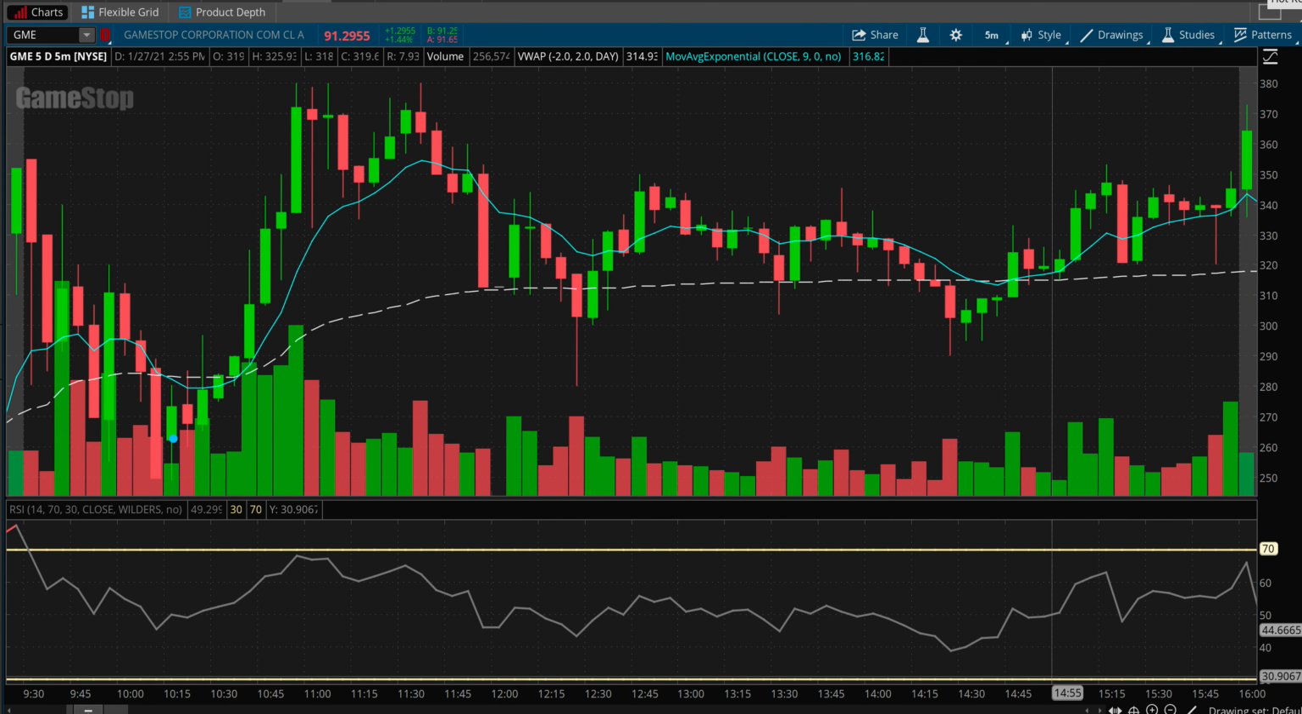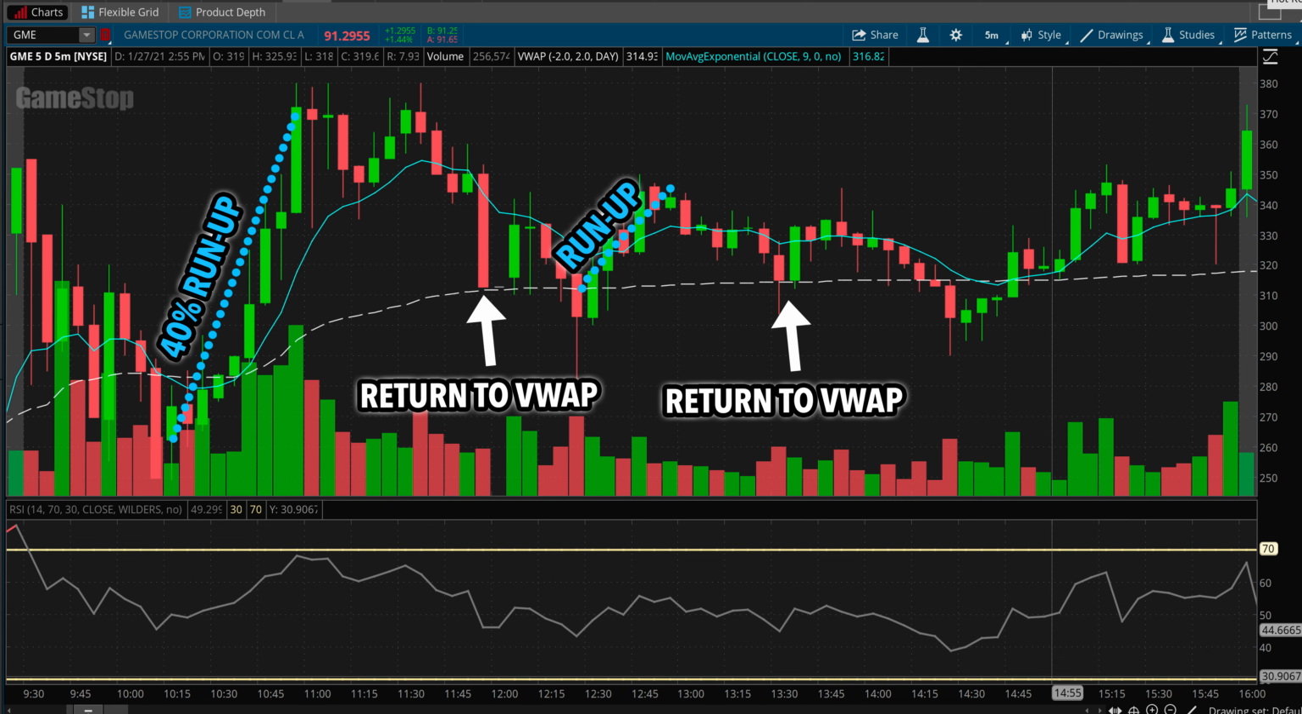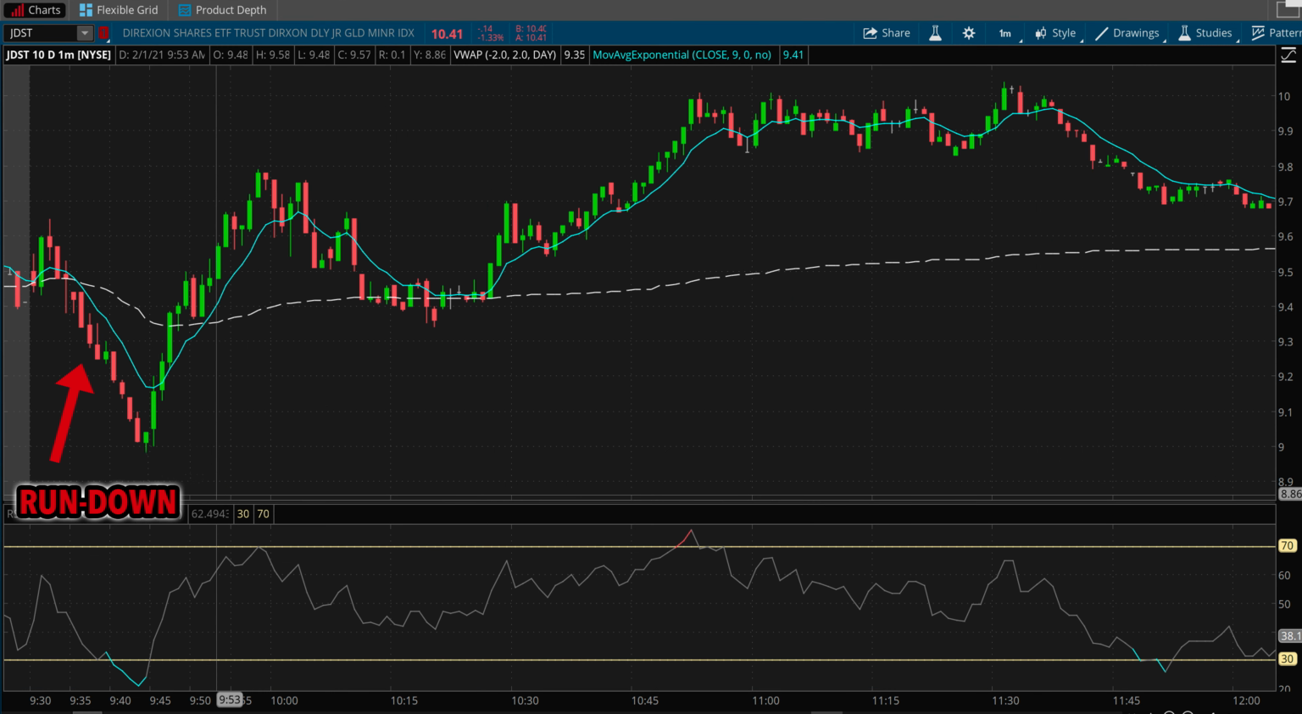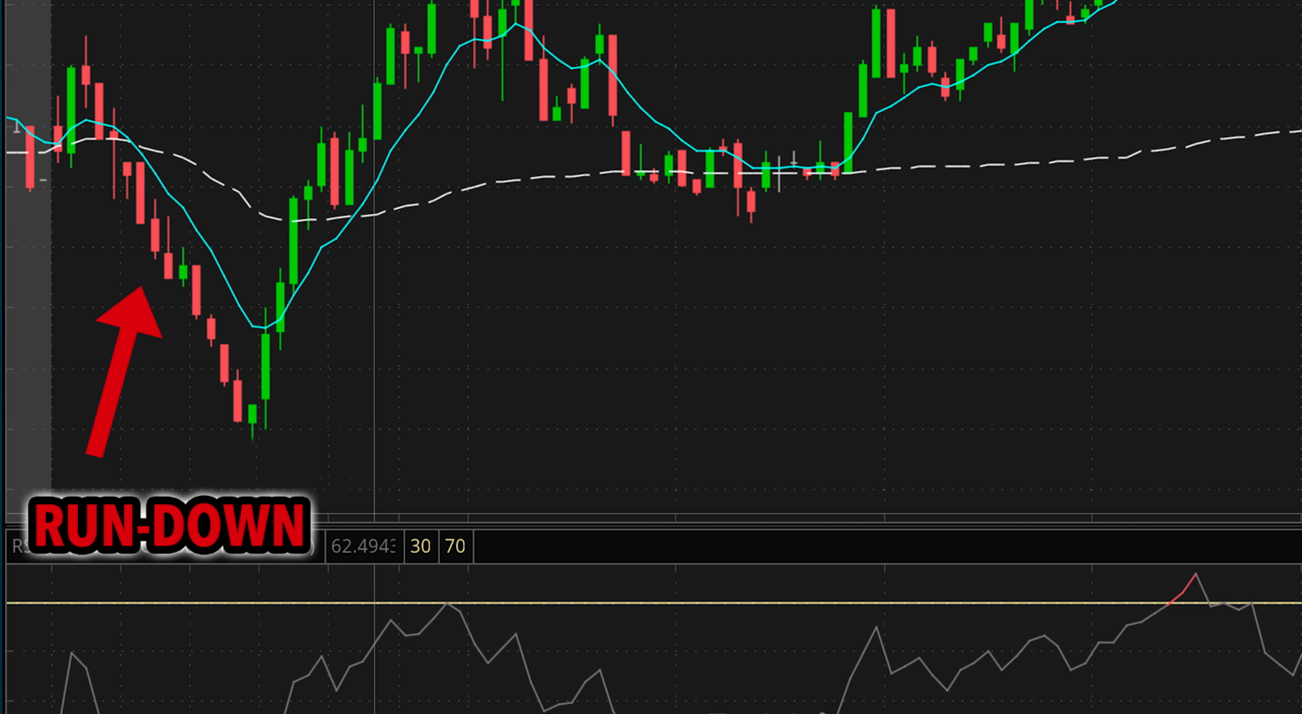So if you look at GameStop during the short squeeze, we had this big break up, rising 40% in just 1 hour. What we can notice, and this is typical for a lot of stocks, is that you'll have a strong run up and then a return to the VWAP. And then maybe you'll have some flat trading for a while before another run up and then another return back to the VWAP. Similarly, when stocks are falling and getting into the oversold range, we can notice the same pattern.